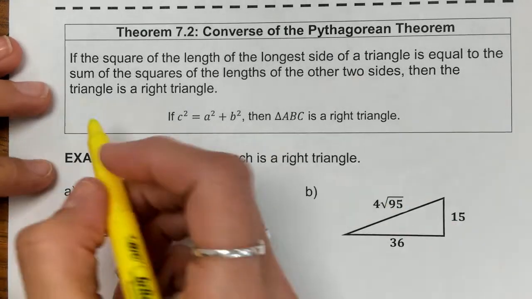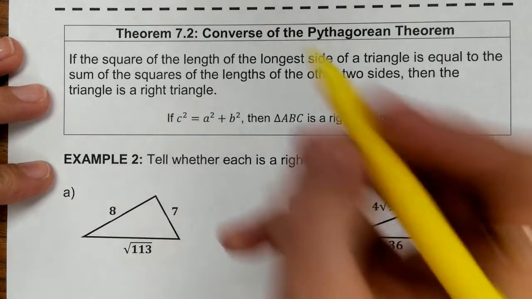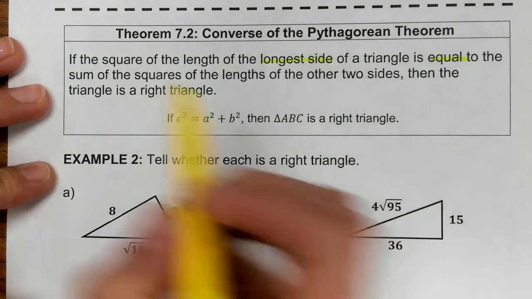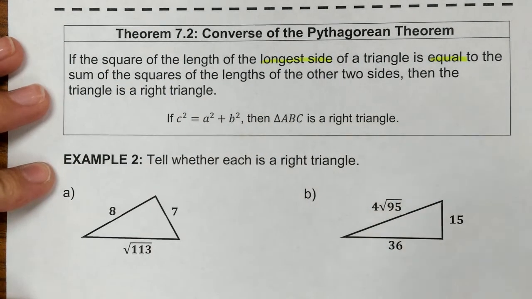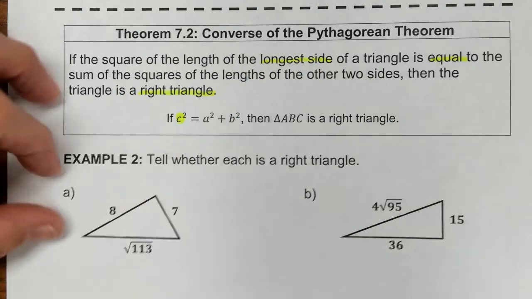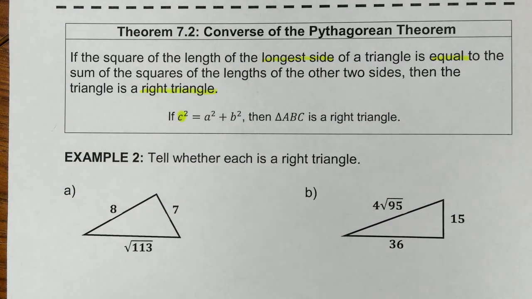So here we're told that if the square of the length of the longest side of a triangle is equal to the sum of the squares of the lengths of the other two sides, that a squared plus b squared, then you have a right triangle. So there's that c squared. So if c squared equals a squared plus b squared, then you have a right triangle.